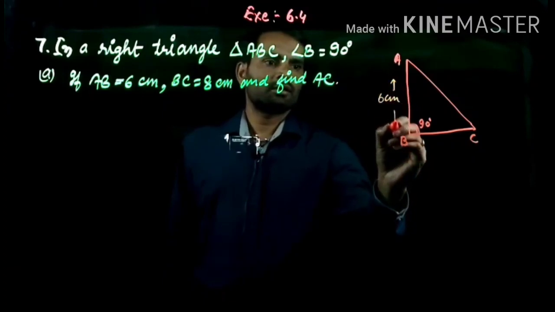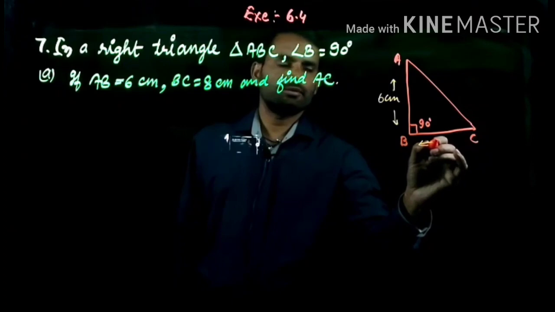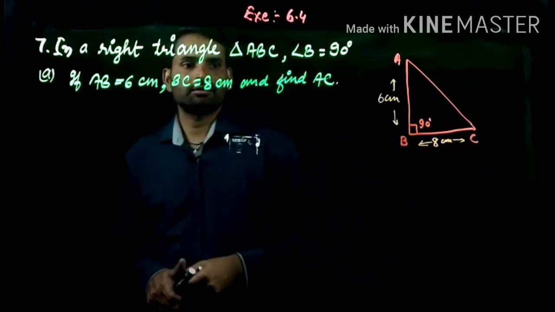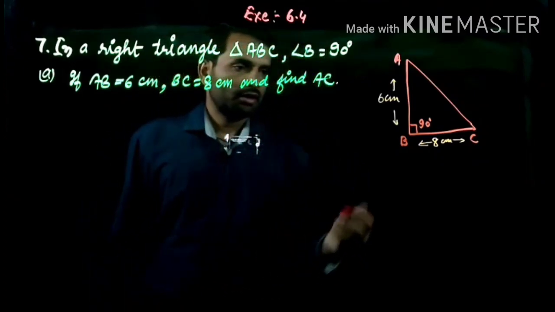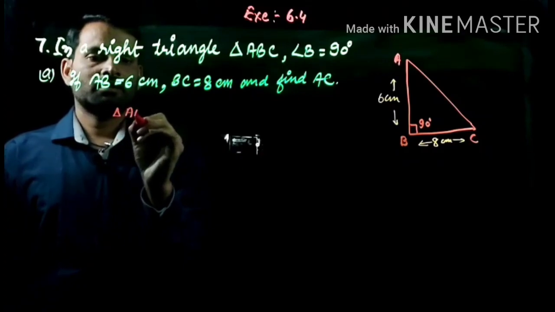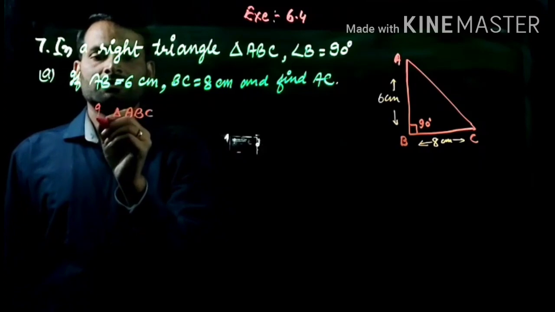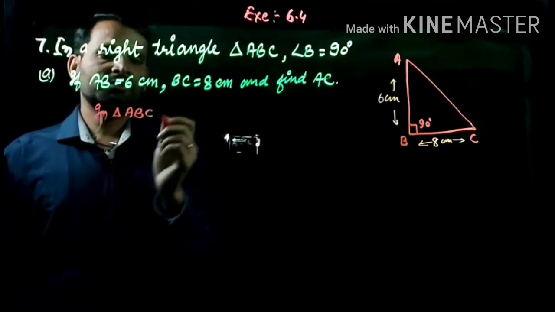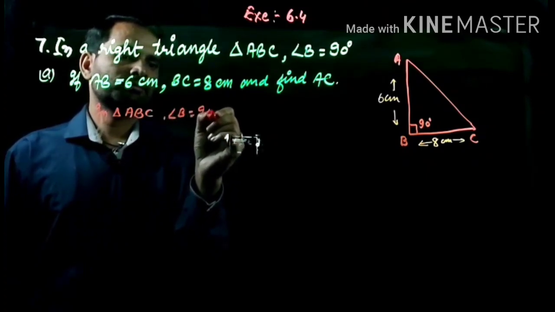Okay, and the second length is BC is equal to 8 centimeter. So then find the value of AC. Okay, in a triangle ABC, in triangle ABC, angle B is equal to 90.